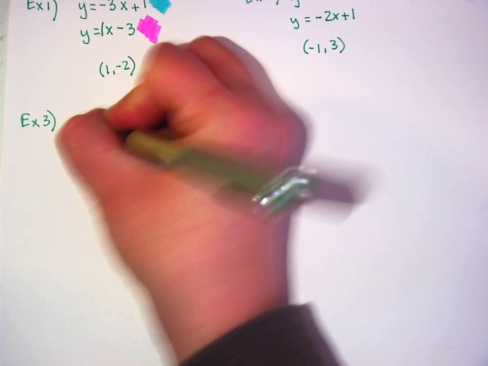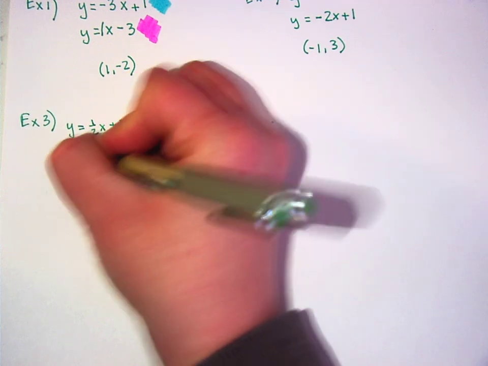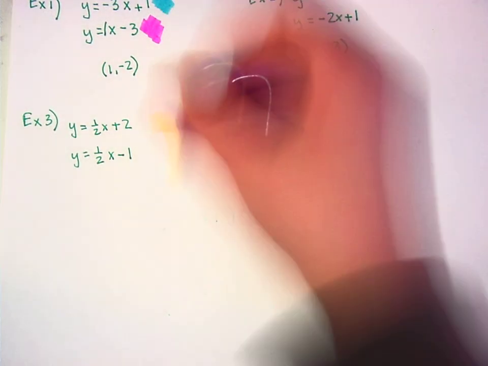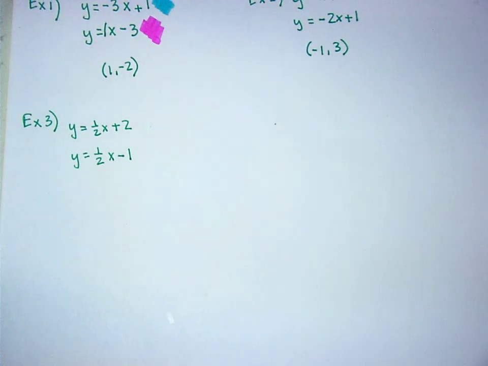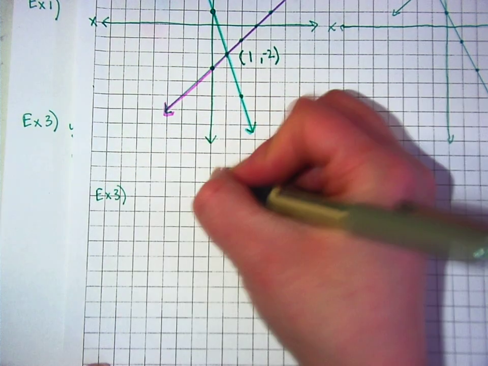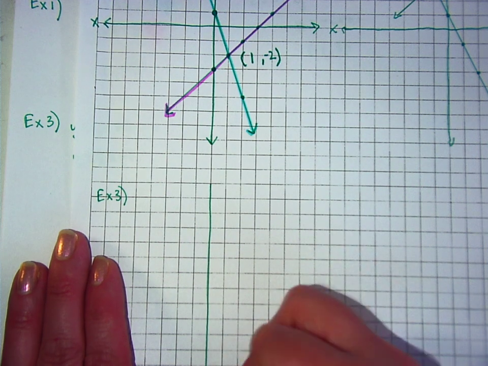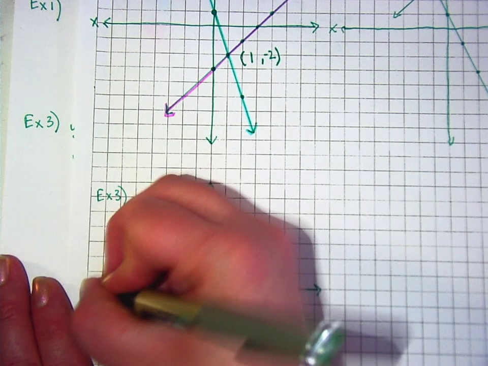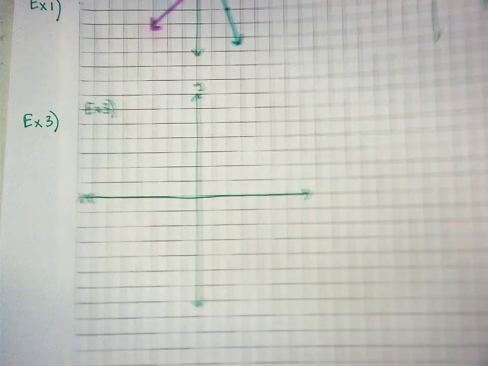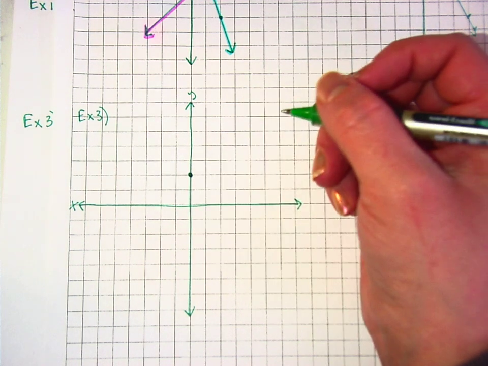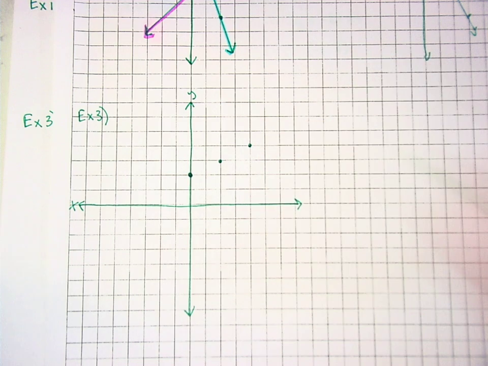Y equals 1/2 x plus 2, and y equals 1/2 x minus 1. Okay. So the first line, the 1/2 x plus 2, where does that one start? At 2. The 1/2 is the slope. So it'll go up 1 over 2, up 1 over 2. Draw your line.